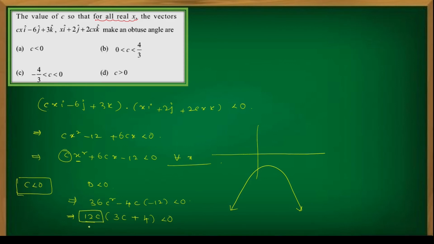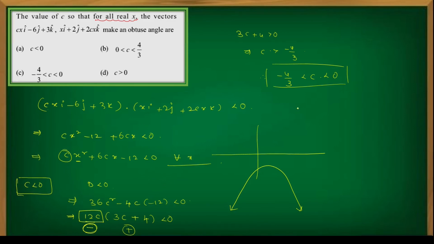The product is negative, but it is already negative, 12c. So therefore this should be positive. So 3c plus 4 should be positive, which means c should be greater than minus 4 by 3. Minus 4 by 3 is less than c, but c is less than 0. So minus 4 by 3 less than c less than 0, which is option c.